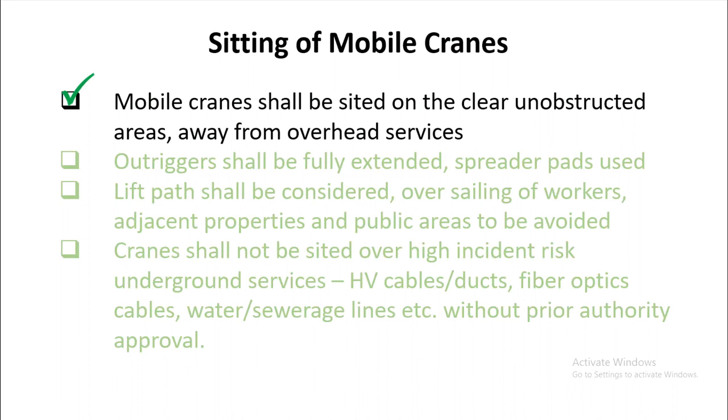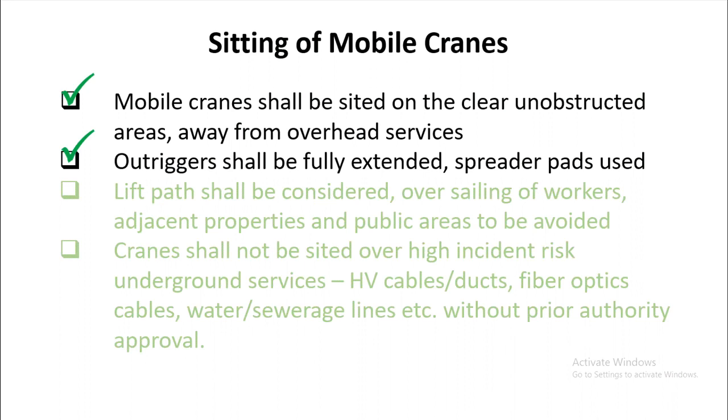So when we are doing the plan, we need to check the radius of the lift and the boom length if you are using mobile cranes, to check if you have a sufficient, safe distance from the overhead services. Outriggers shall be fully extended. Spreader pads shall be used.